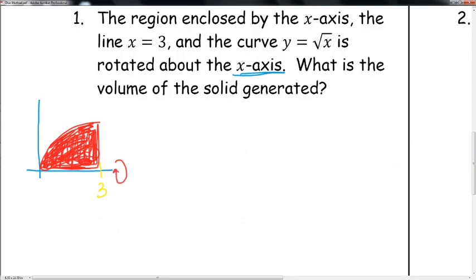And so we're rotating around the x-axis, so we're talking about dx.